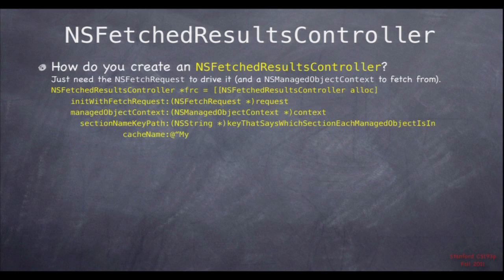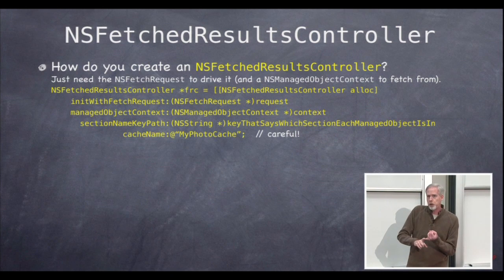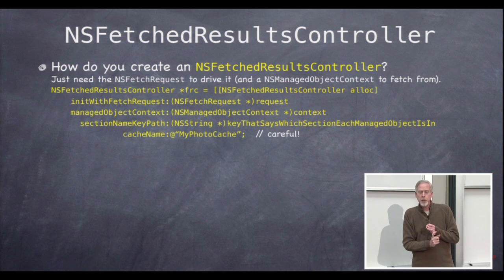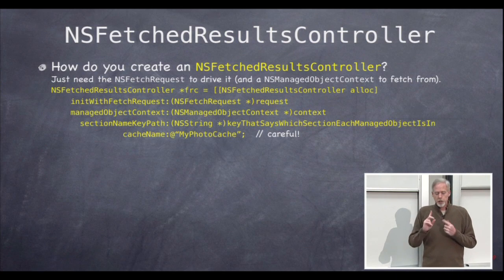So how do we create the fetched results controller? This is how you alloc and init one right here. The arguments that you have to provide are the fetch request that you want to hook up to this table view, the managed object context all this fetching is going to go on in, a section name key path, and a cache name, which I'll talk about in a minute.